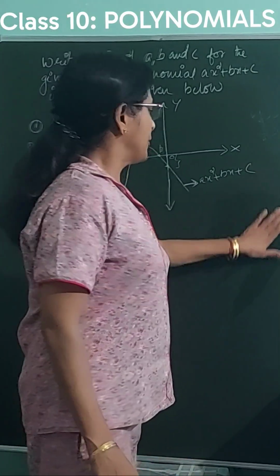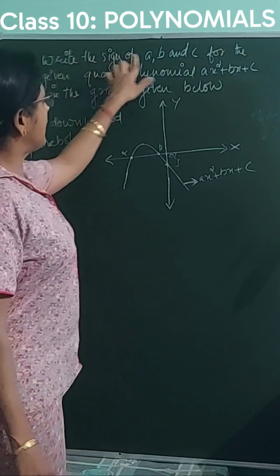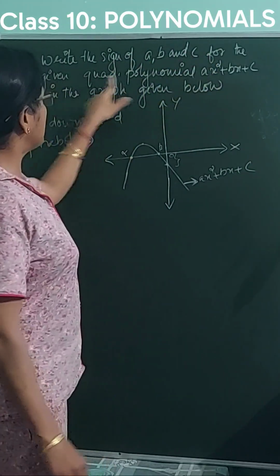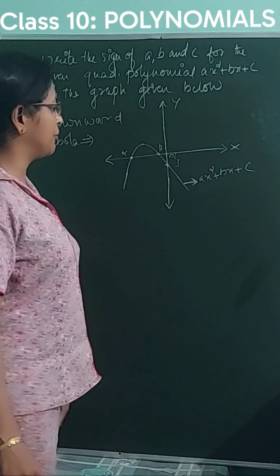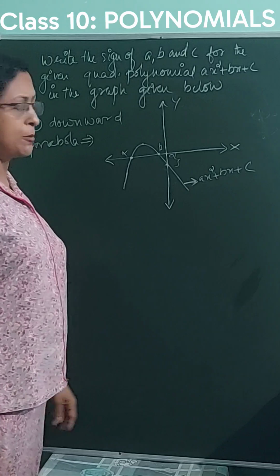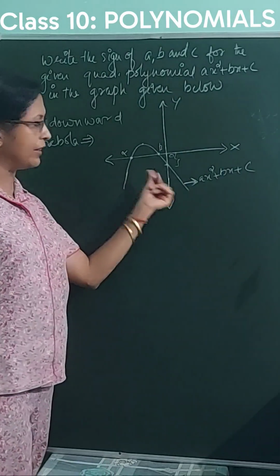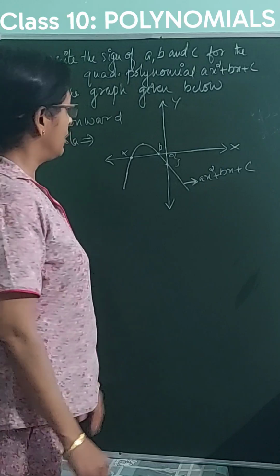Another important question from the chapter Polynomials of class 10. The question is, write the sign of a, b and c for the given quadratic polynomial ax square plus bx plus c in the graph given below. You are given the graph of a quadratic polynomial ax square plus bx plus c. Observing the graph, you have to find the signs of a, b and c, the sign of the coefficients.